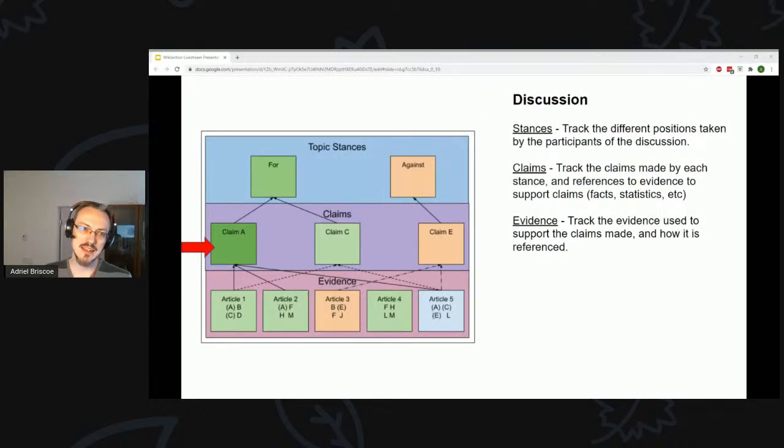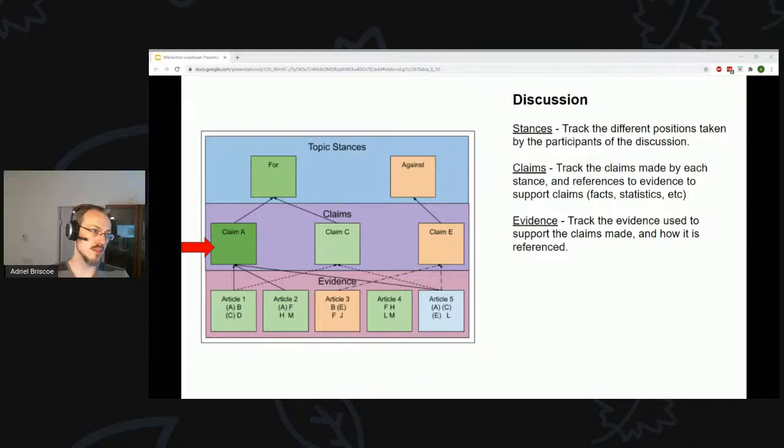So when we're looking at the discussion of a controversial topic, this is a very simplistic way of looking at how we might be able to break that down. Up top, we have the very simple stances of being for or against something. Underneath those, you've got the claims that are being used to support those stances.